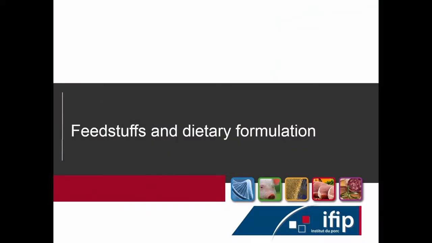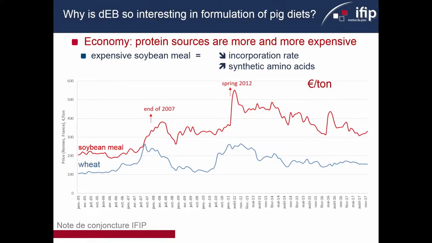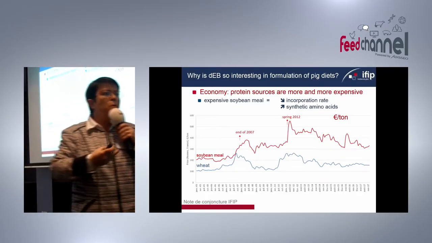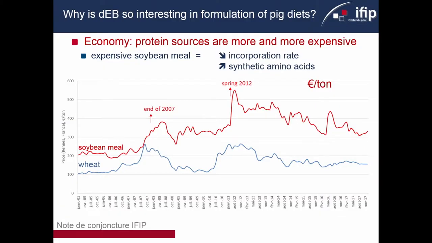Well, what is the context when we consider this criteria in formulation or not? The first thing we have to consider is that formulation over the years is not like a quiet river. We have to face sudden changes in feed price that change the price of interest of feedstuff in our diets. For example, I focus here on the wheat price and the soybean meal price over 20 years. You can see sudden changes. It's the price that we have to pay when the feedstuff arrives in Brittany, in France.